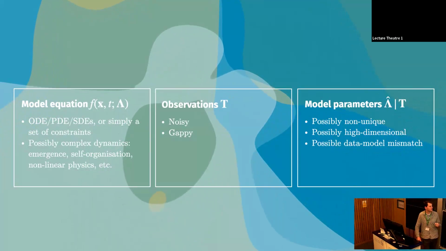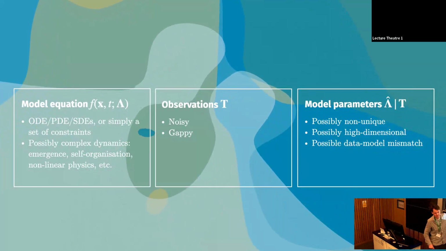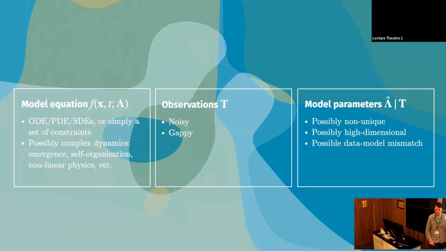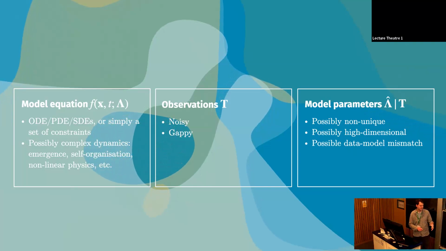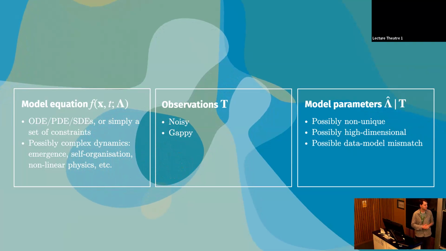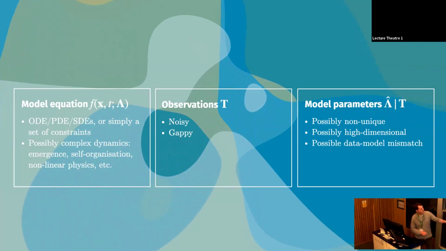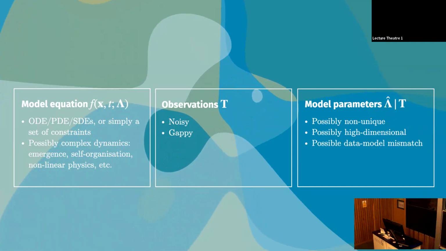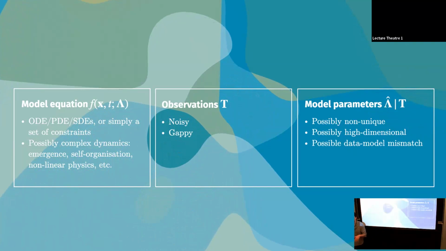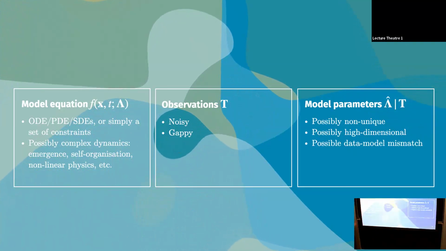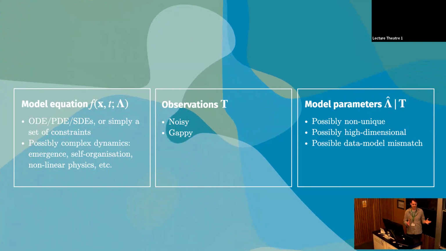And then you have observations, data sets that in real life are usually very noisy, very gappy, a bit of a pain to work with sometimes. And then we want to fit model parameters to the data set. The model parameters can be non-unique, meaning we have several different parameters that will all reproduce the data that we see. The model parameters that I'm considering here are usually very high dimensional. You're learning adjacency matrices with hundreds of thousands, millions of edge weights.